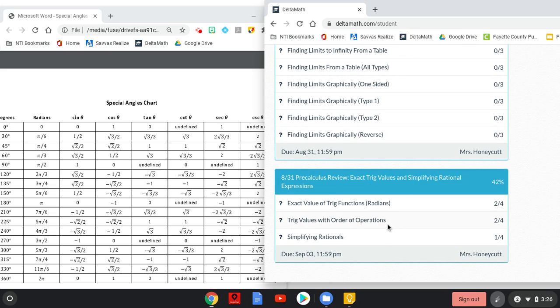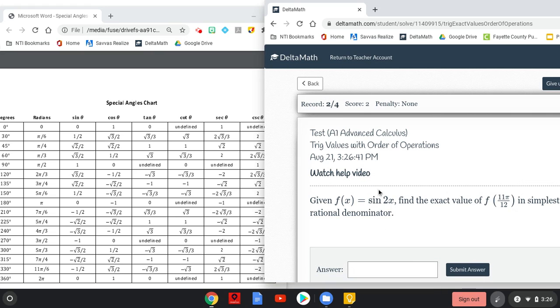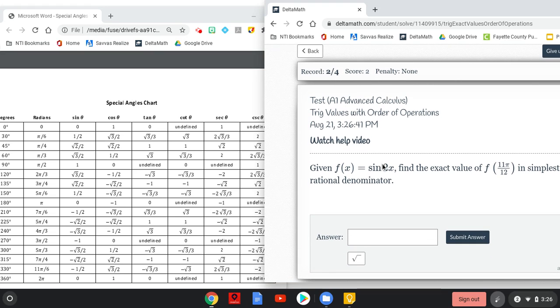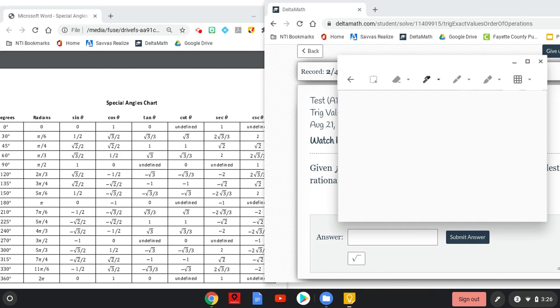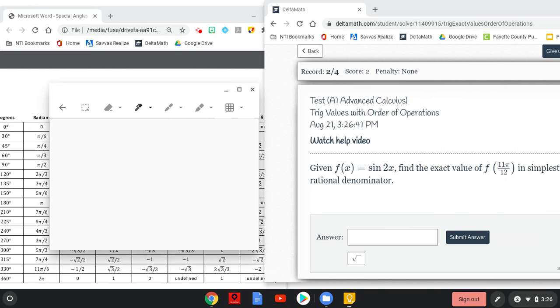Now for the next section, we're going to do some order of operations here. And so what they'll ask you to do is they'll give you a function like the sine of 2x, and then you have to evaluate it at a specific value. So in this case, my value that I have to evaluate it is at 11 pi over 12. So what I need to do, I'm going to need to do some work here. I'm going to take that function, my pen here, and I'm going to plug in 11 pi over 12 for x.